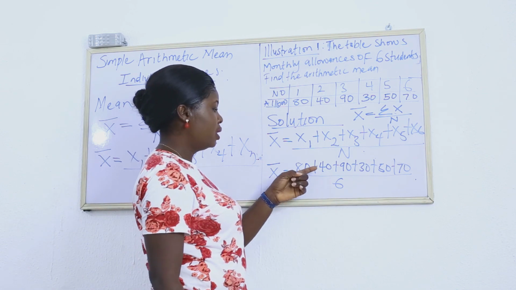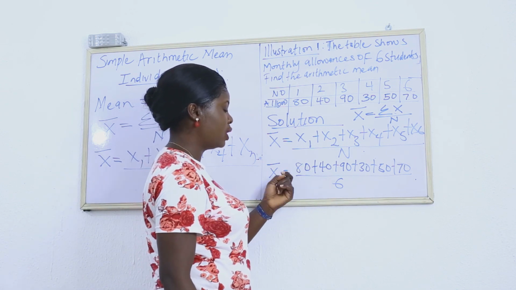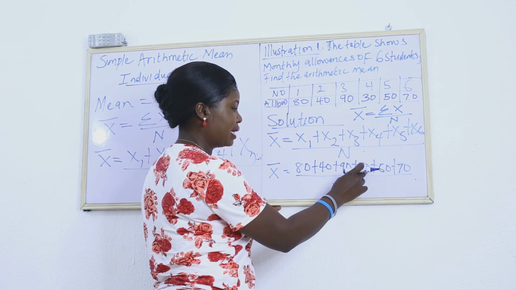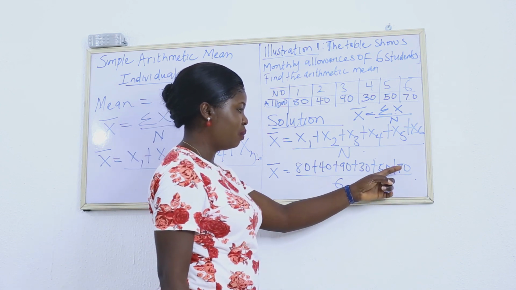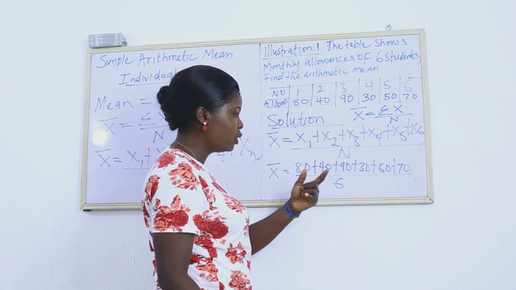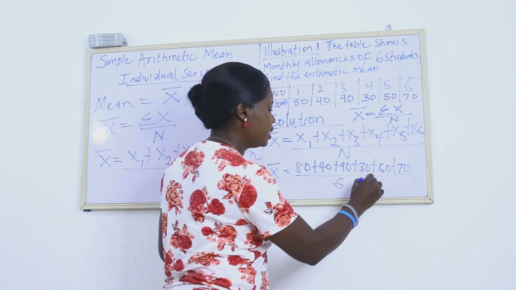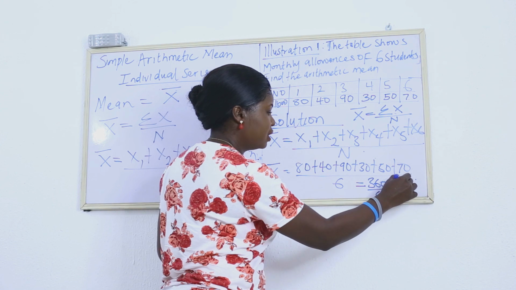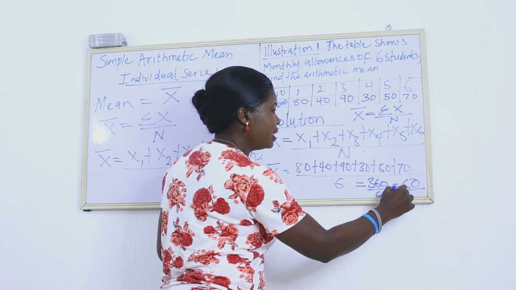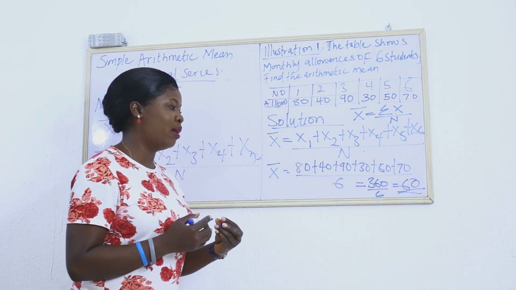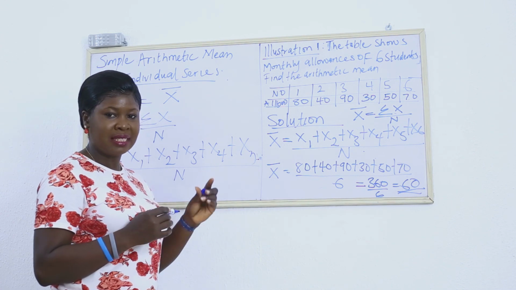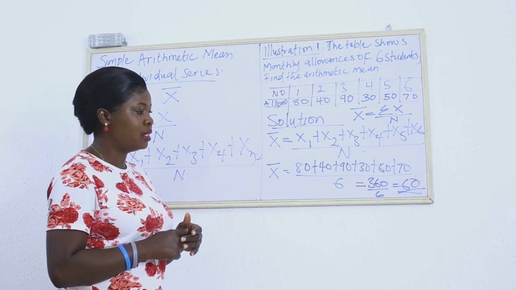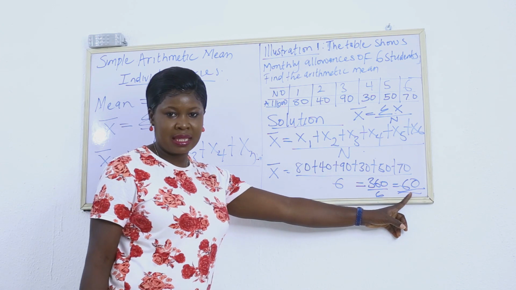So adding 80 plus 40 will give us 120. 90 plus 30 will give us 120. 50 plus 70 will give us another 120. That's 120 in 3 places. That will give us 360. So 360 divided by 6. 6 into 36 is 6, and 6 into 0 is 0. So it means that the average allowance that each student gets on a monthly basis is 60,000.